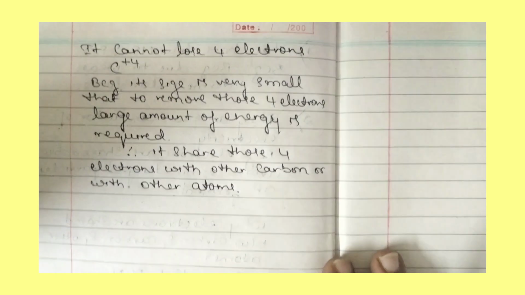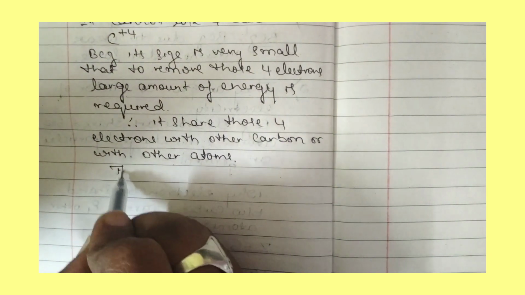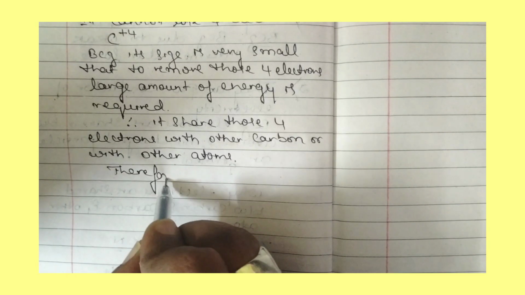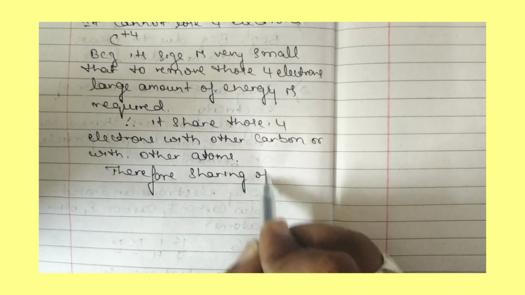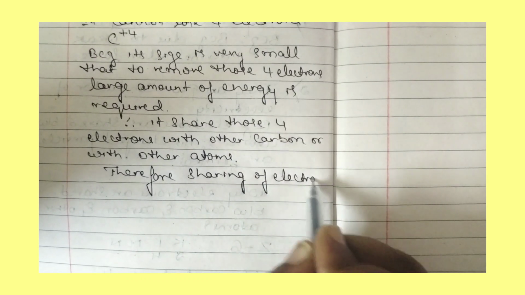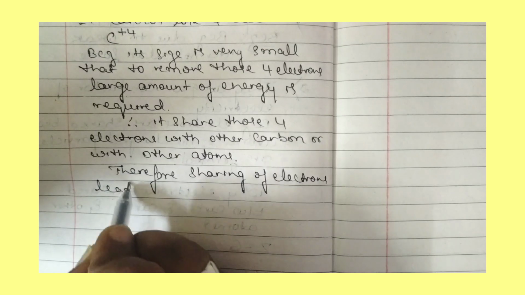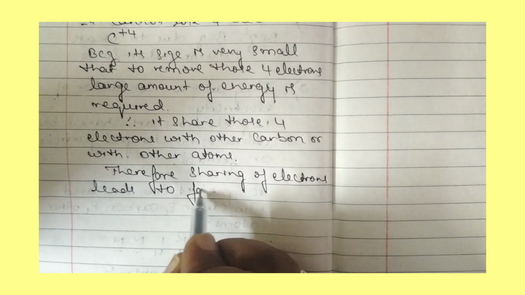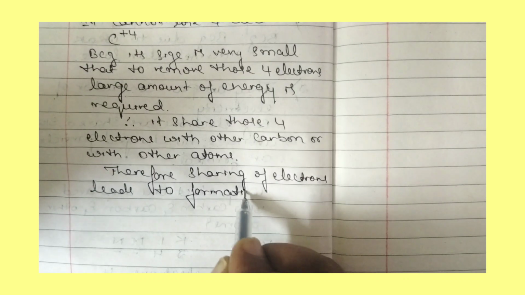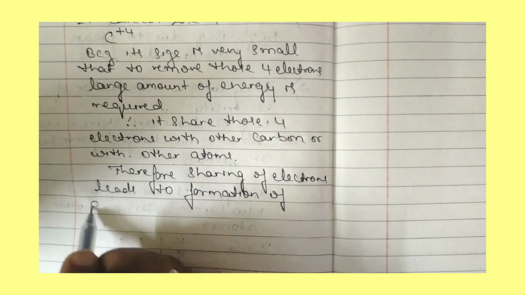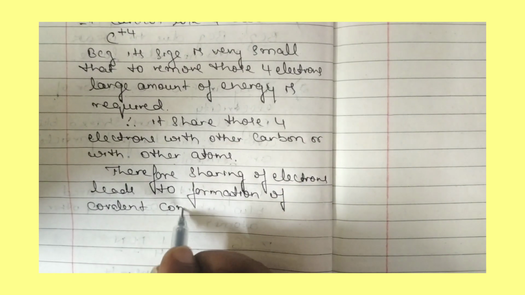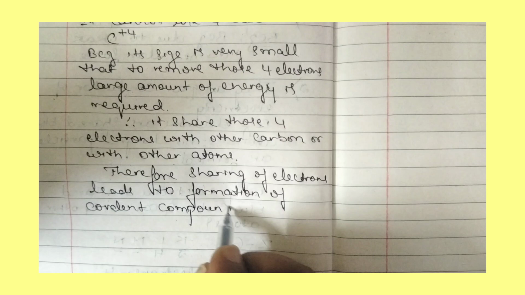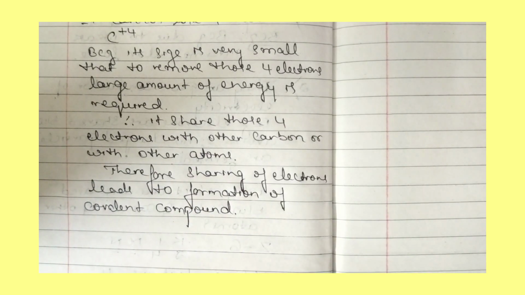So sharing of these electrons leads to formation of covalent compound. So what are covalent compounds? The compound formed due to sharing of electrons.